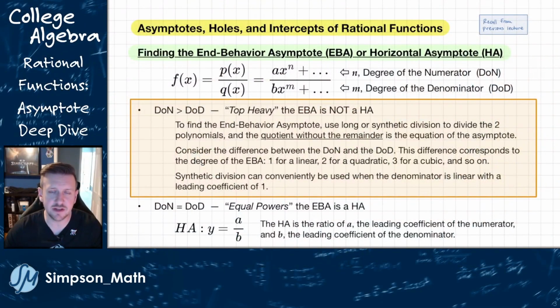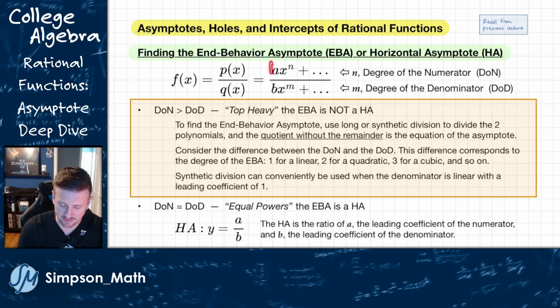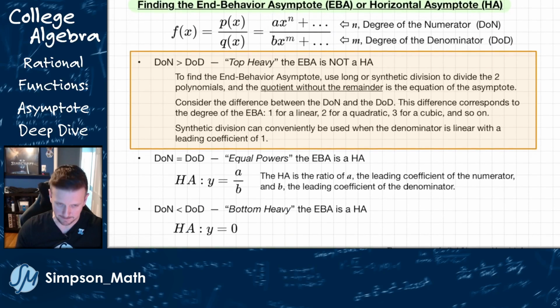So let's get started. In a previous video, we talked about how to find the horizontal asymptote of a rational function, where we have a polynomial divided by a polynomial. Each of those polynomials has a degree, which are referred to as the DON and the DOD, for the degree of the numerator and the degree of the denominator.